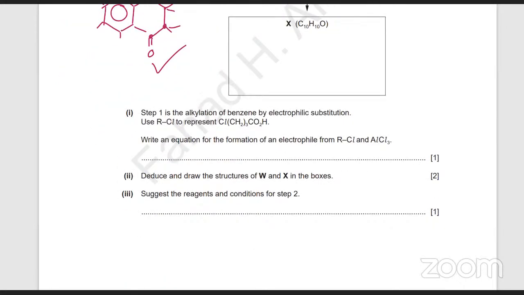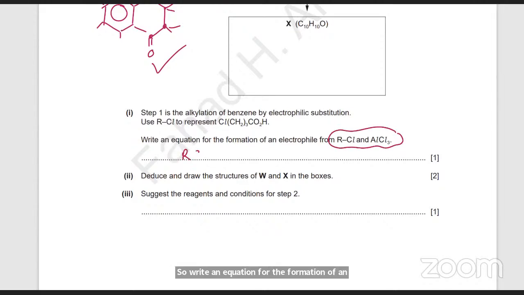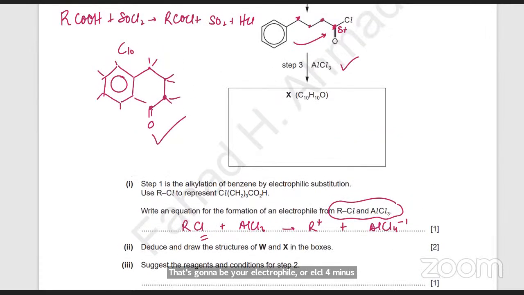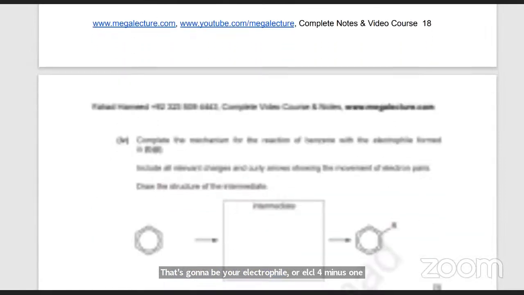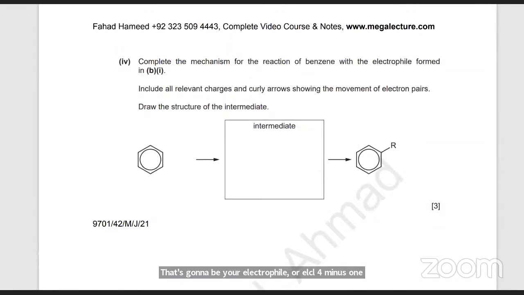So write an equation for the formation of an electrophile from this thing. So we have RCl plus AlCl3. What does the catalyst do? Okay, it grabs the Cl. So it will become R plus one. That's going to be your electrophile, or AlCl4 minus one. Next draw kar liya, reagents bhi likh liye, theek hai. Yahan pe phir wohi keh rahe hai ki R plus one hai, to show karo, to wohi apne show karna hai.